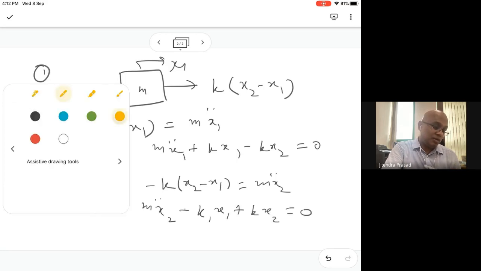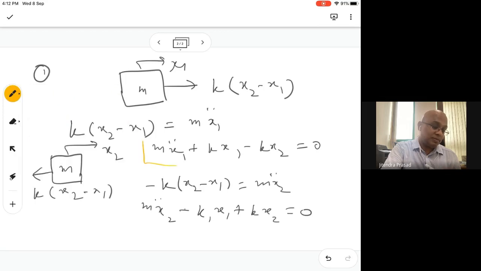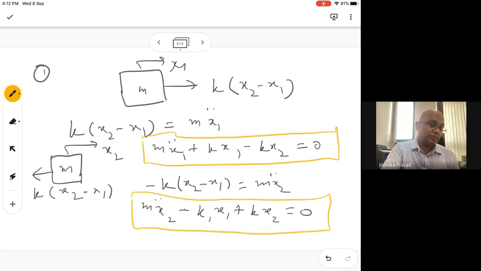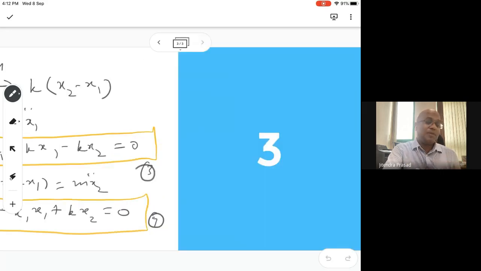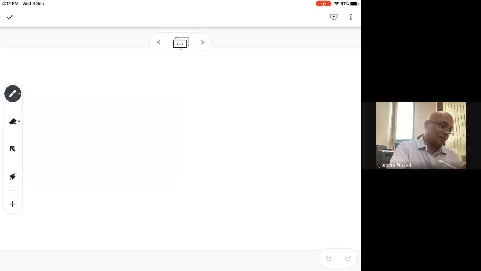So we got two equations. Okay, now we have two equations. Let's call them equation number 3 and equation number 4, and both of them we can write in matrix form.